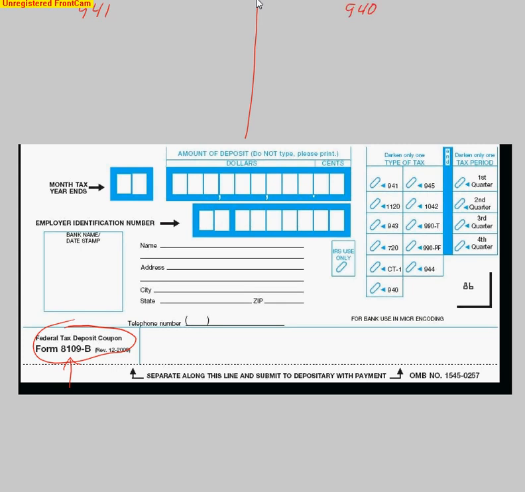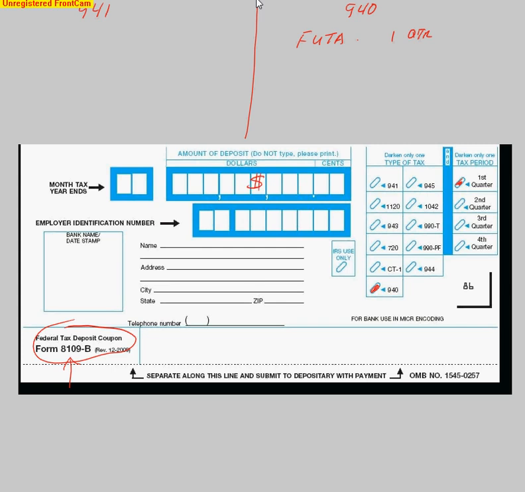The 940, simplest one of all. We pay the FUTA tax, which is the federal unemployment tax. And say we're paying the federal unemployment tax for the very first quarter, so we would be checking off 2 things on this form: 940, first quarter, and the dollar amount.